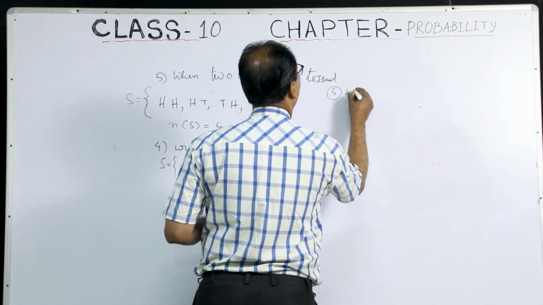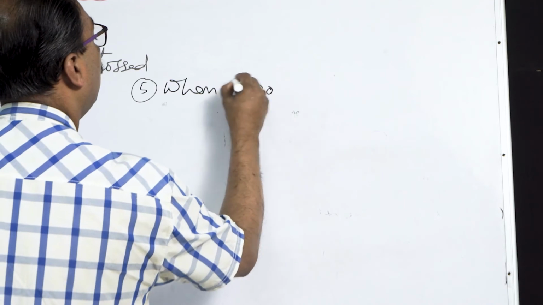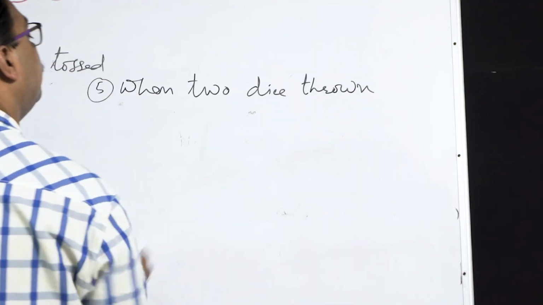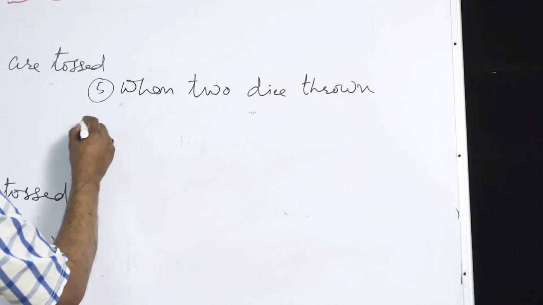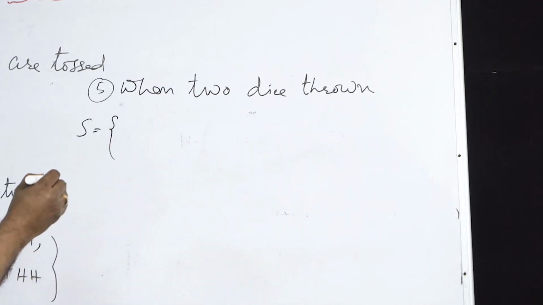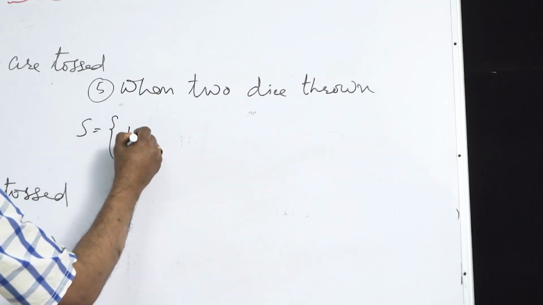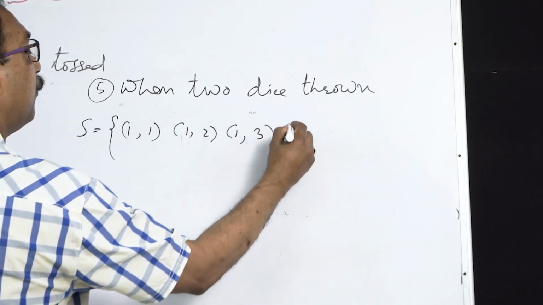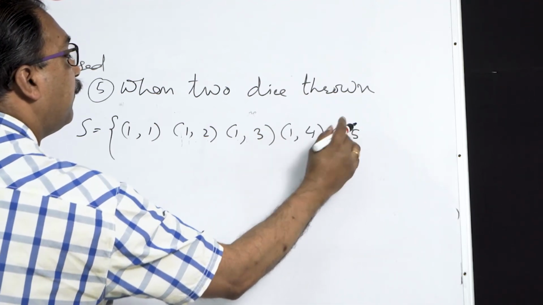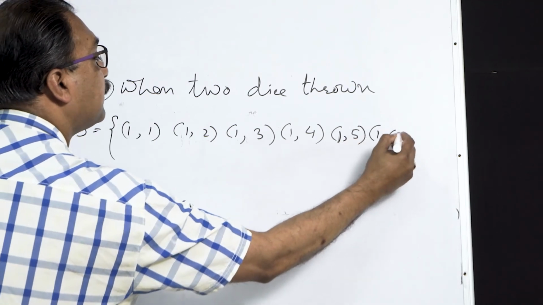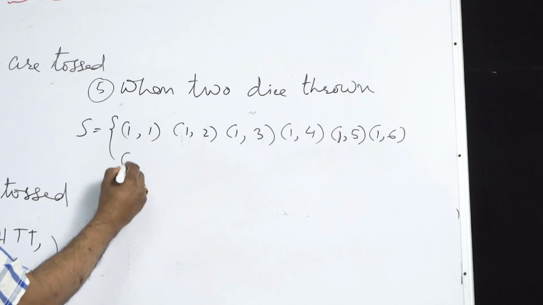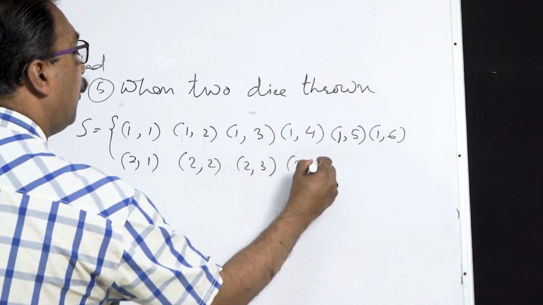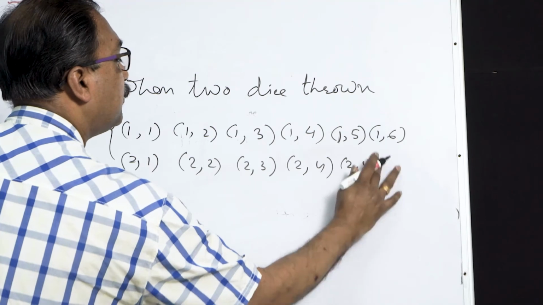Number 5, when 2 dice are thrown, then what is the sample space? Look here, A is equal to, there are many sample points. So first dice comes 1, second dice also 1. Then 1, second dice 2, then 1, 3, 1, 4, 1, 5 and 1, 6. There is a chance. Then next maybe first one comes 2, who knows? Then 2, 1, 2, 2, 2, 3, 2, 4, 2, 5, 2, 6. Do you understand what I am telling you?